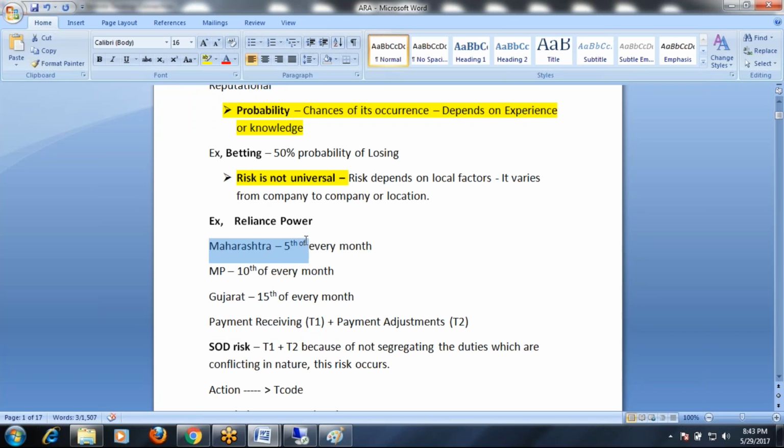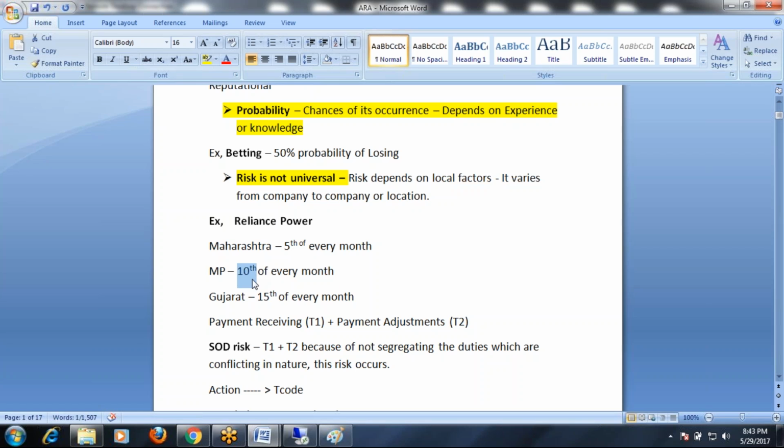As I told you here, the cutoff date for Maharashtra is the 5th, and for Madhya Pradesh it is the 10th. Maharashtra has paid the bill in time, before the 5th of the month. Madhya Pradesh, which is short of funds, is unable to pay the bill to Reliance Power on the 10th of the month.